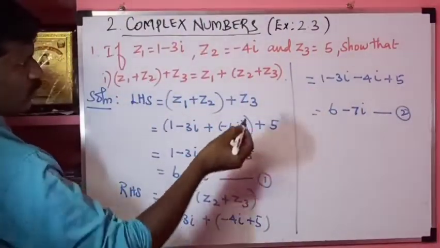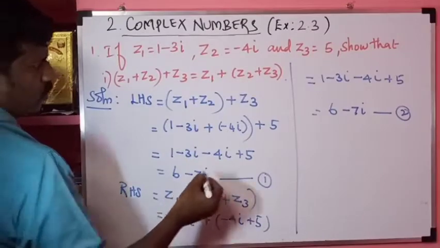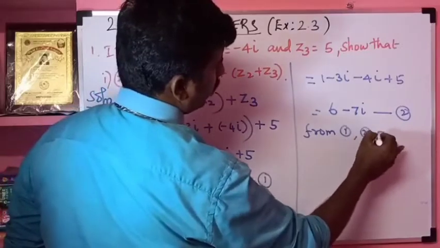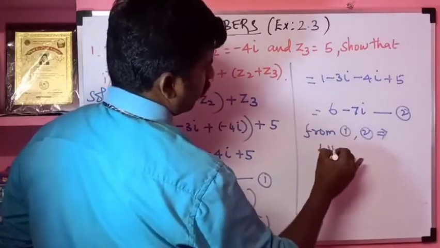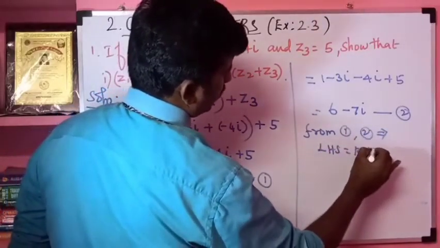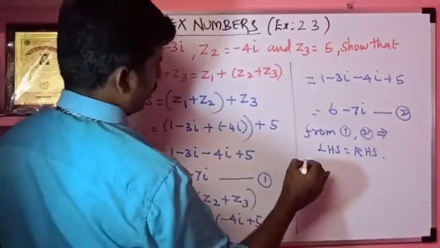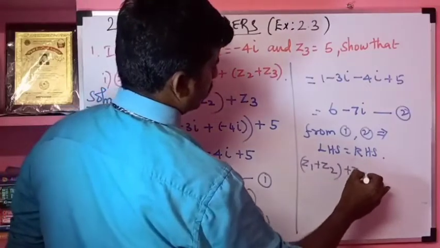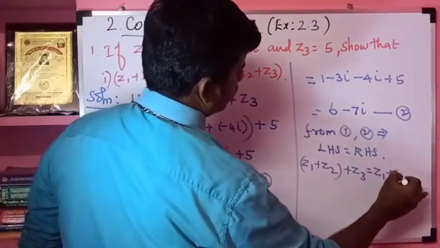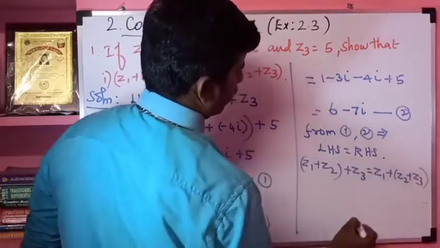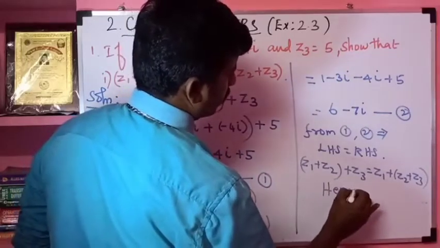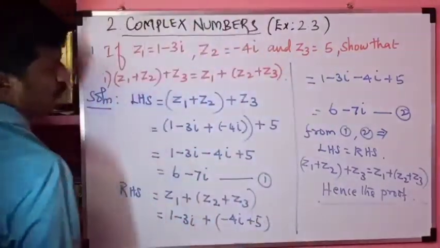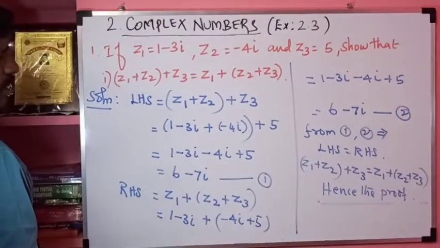See, equations 1 and 2 are equal, am I right? So from equations 1 and 2 it implies the LHS is equal to RHS. So which is (z1 + z2) + z3 is equal to z1 + (z2 + z3). Hence the proof. Understood? Now let us see the next problem.